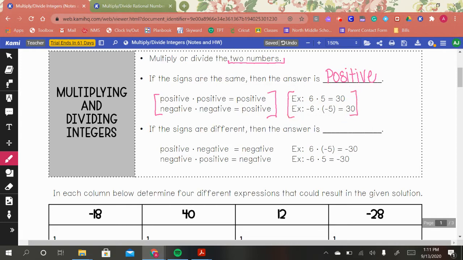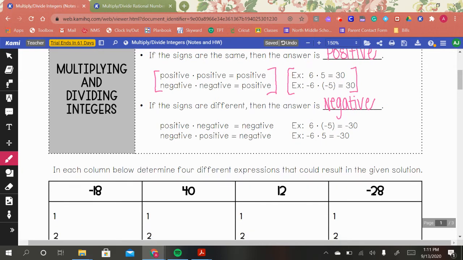All right, if the signs are different, then the answer will be negative. Remember, this is only for multiplying and dividing. And again, it shows you in words, positive, negative, negative, positive. And then it also has the number examples as well. This is for multiplying and dividing.